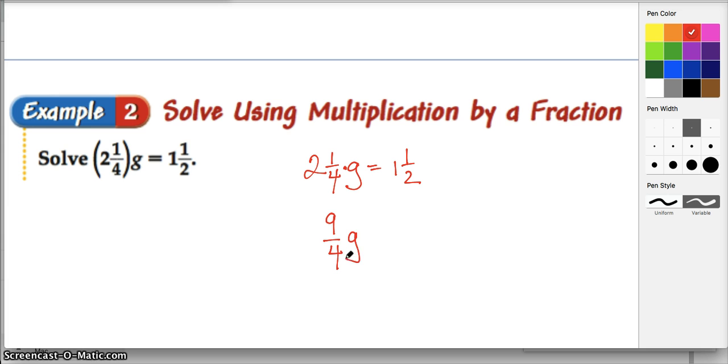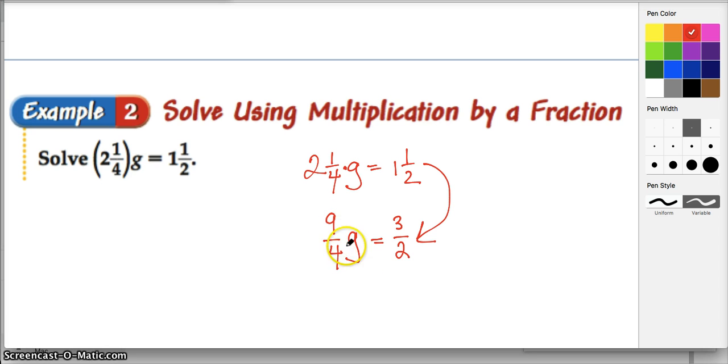So 9/4 G is equal to, and since we're in the business of turning mixed numbers into improper fractions, let's do it over here. 1 times 2 is 2, plus 1 more is 3. So what I end up having is 9/4 G is equal to 3/2. Notice that these are equivalent fractions. It means the same thing. I haven't changed any values. I'm just changing the look of the equation.